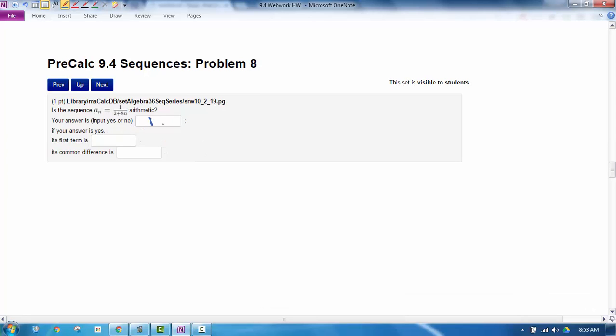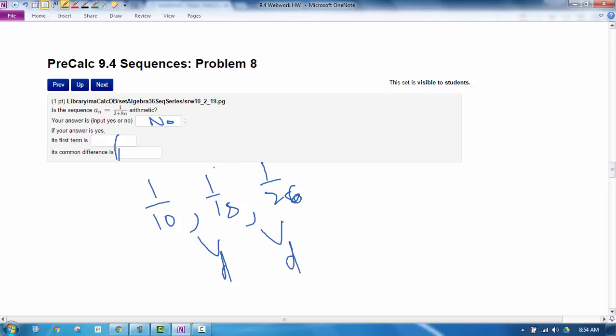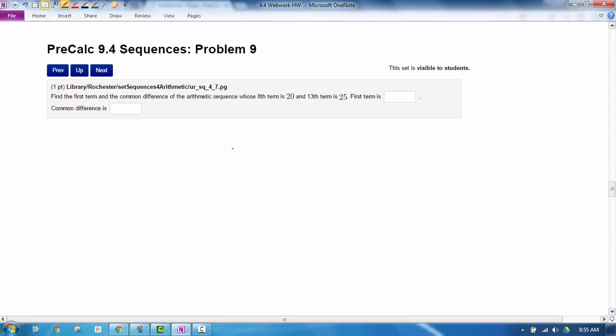Okay, the next question wants to know if this one's arithmetic, and that's no, so I don't have to answer these questions. I have to add the same thing each time to get arithmetic, and this one is increasing the denominator of this fraction, so you start with 1/10, and then if you plug in 2, you get 1/18, and if you plug in 3, you get 1/26. You can try to subtract to find out what the common difference is if you were adding. You'll find it's not the same number. If you were to add that number to 1/18, you wouldn't get 1/26. So this is not arithmetic.